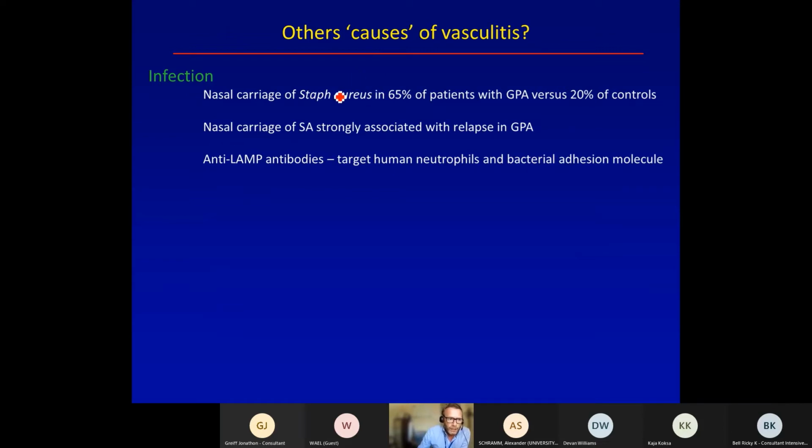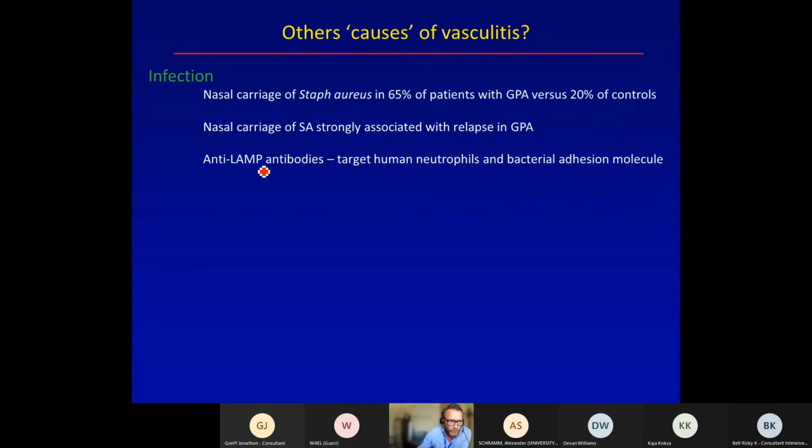There is an association between Staph aureus carriage in the nasal mucosa and vasculitis. 65% of people with GPA, compared to 20% of controls, will have nasal carriage of Staph aureus. And the presence of Staph aureus is strongly associated with relapse in GPA. If you go from being negative for Staph aureus to positive, that is strongly associated with relapse in GPA, suggesting a possible causative, not causative, but a priming role.